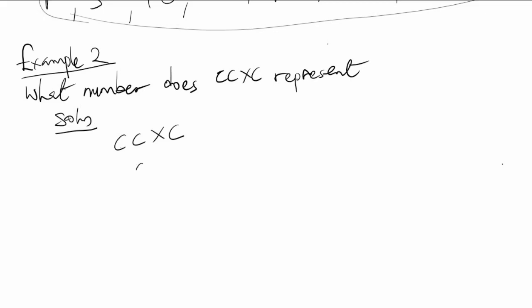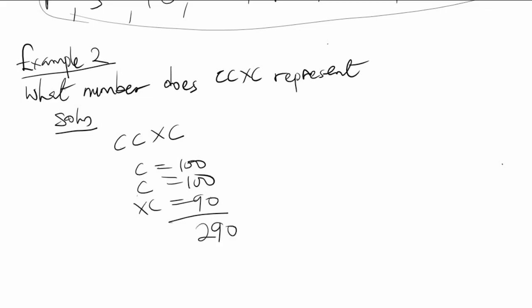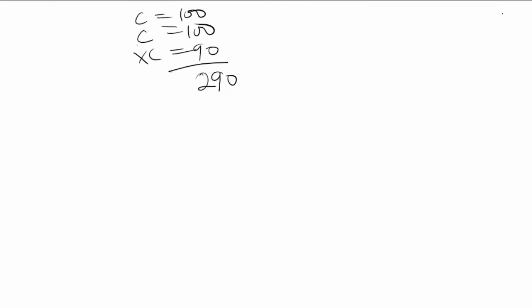Take it one by one. C is 100. Another C is 100. XC, you see, this one is 90. XC is 90. So when you add this all up, it gives you 290. So that is that. Easy as you go. Let's take a third example and let's call it today.